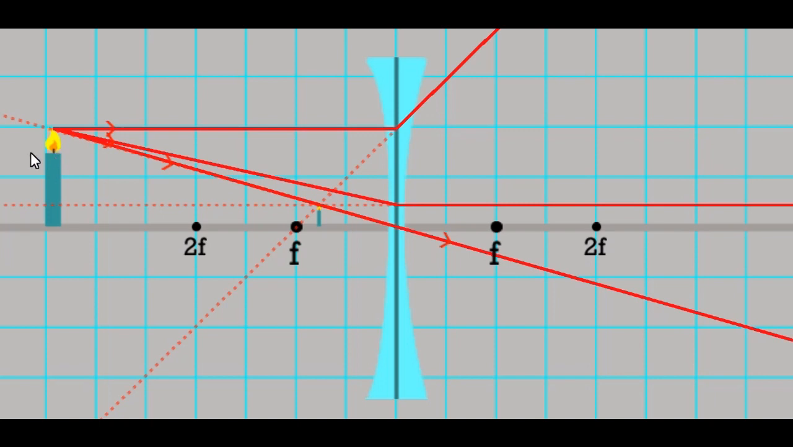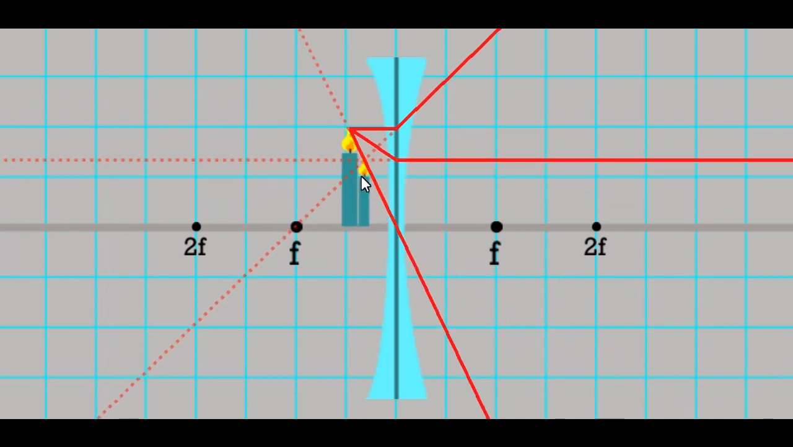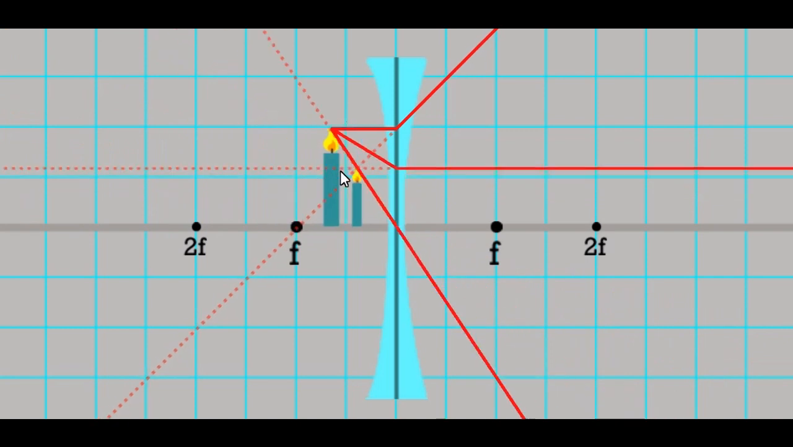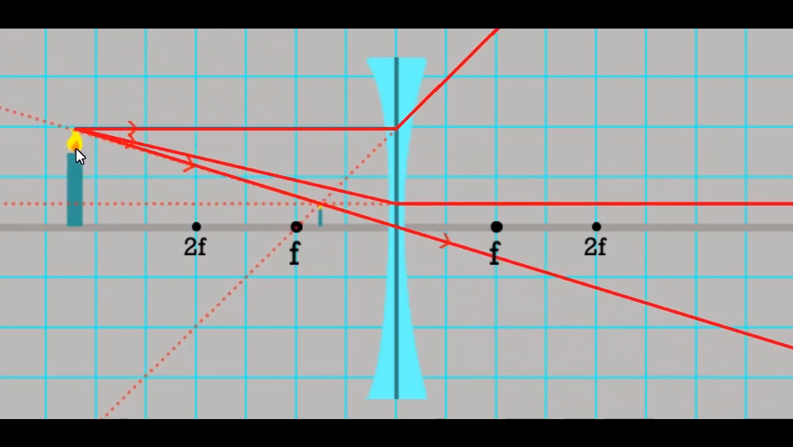Observe here, as I drag this object from here to here, which means I am taking the object between infinity and the optical center. The optical center is here. Observe, the image is here. In most cases, the image is formed on the same side as the object.